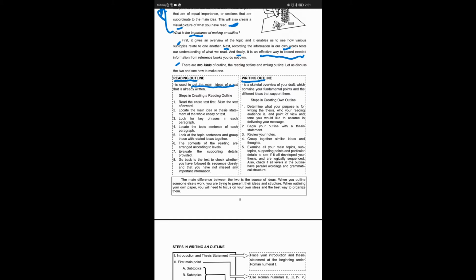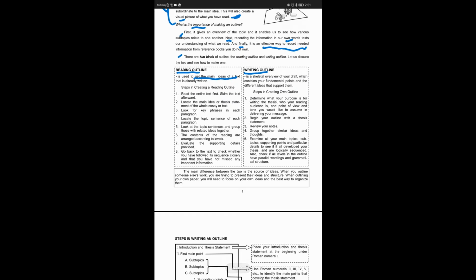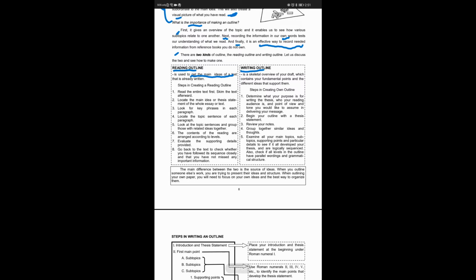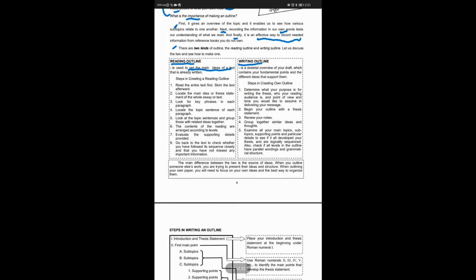Okay? And then after mo ma-identify kung anong thesis statement, sabi nga natin di ba ang thesis statement ay yung subject, yung topic. Okay? Third, look for key phrases in each paragraph. So, bawat paragraph daw, isipin mo, ano kaya ang pinaka-topic nitong paragraph na to? Okay? Ano kaya yung mga mahalagang information sa paragraph na to? Bawat paragraph yun. And then fourth, locate the topic sentence of each paragraph. Syempre, if you already identify kung ano yung mga key phrases sa bawat paragraph, madali mo nang malalaman kung ano yung bawat topic sentence nila.